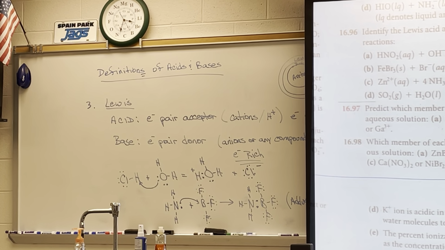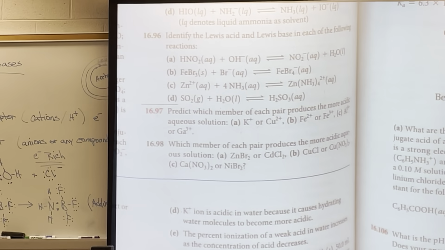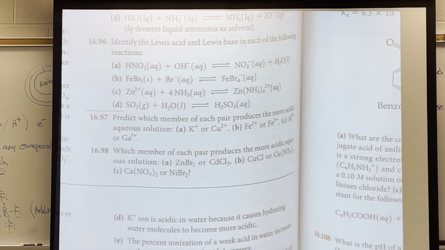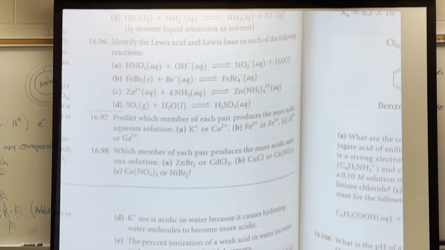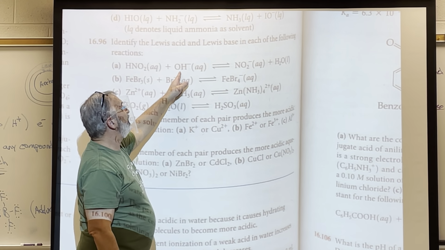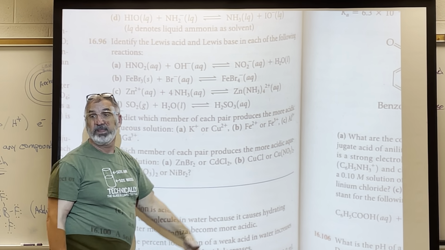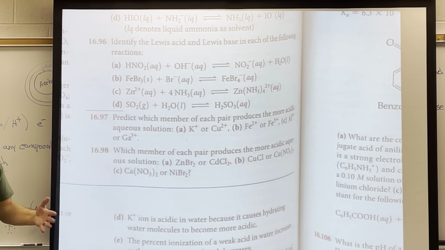Yes, ma'am. That would make it a base going right to left. Is that what you're saying? So it can follow different definitions? Well, no, again, usually we're looking left to right, except for Bronsted, then we do the conjugate when it goes right to left. Bronsted is the only definition that has the conjugate acid-base part of it.